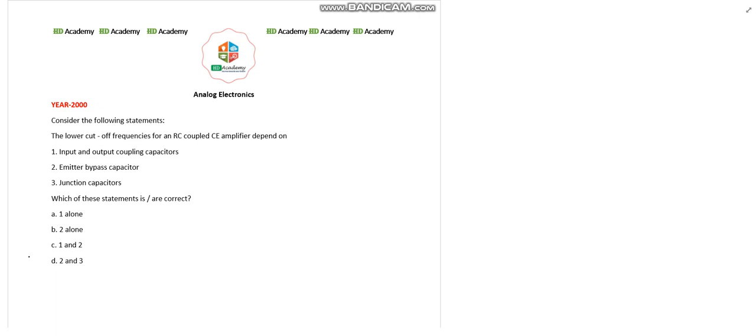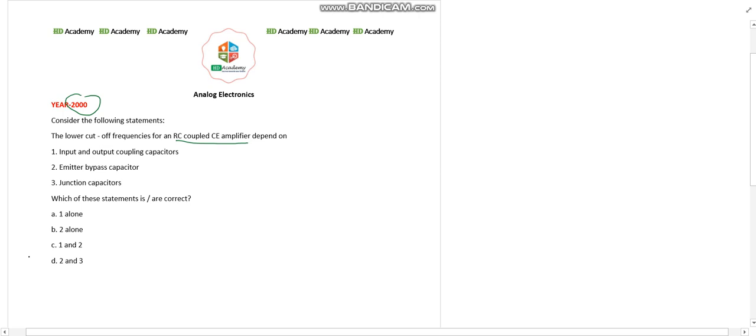In this video, we will discuss an engineering services previous year's question, and this question is from analog electronics in the year 2000. Okay, so the question is: consider the following statement. The lower cutoff frequency of an RC coupled CE amplifier depends on input and output coupling capacitors, emitter bypass capacitor, and junction capacitor.